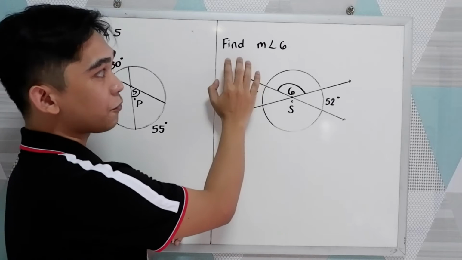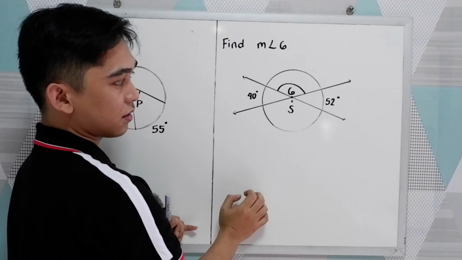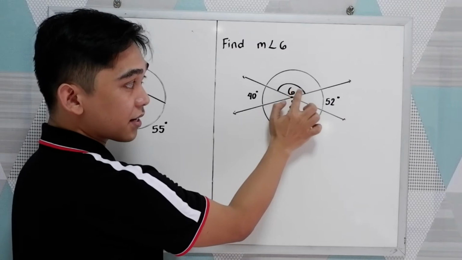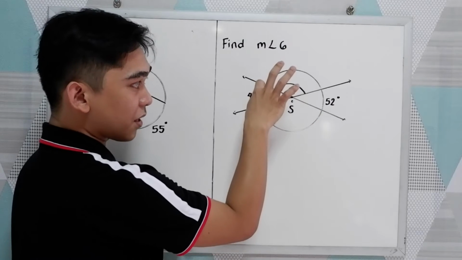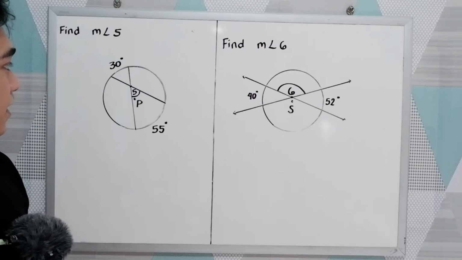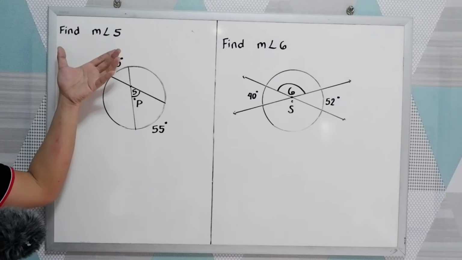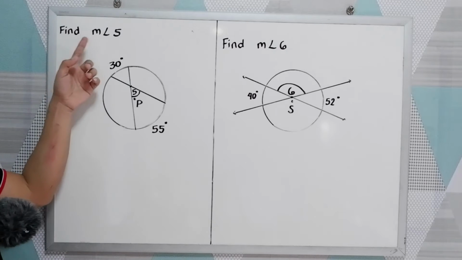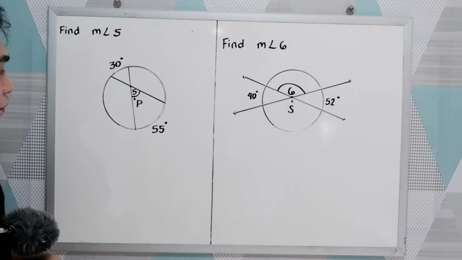For the second one, find measure angle 6. Given the circle S, this is our angle 6, then the intercepted arcs, 40 and 52. Let us solve first the first illustration. We're going to find measure angle 5.